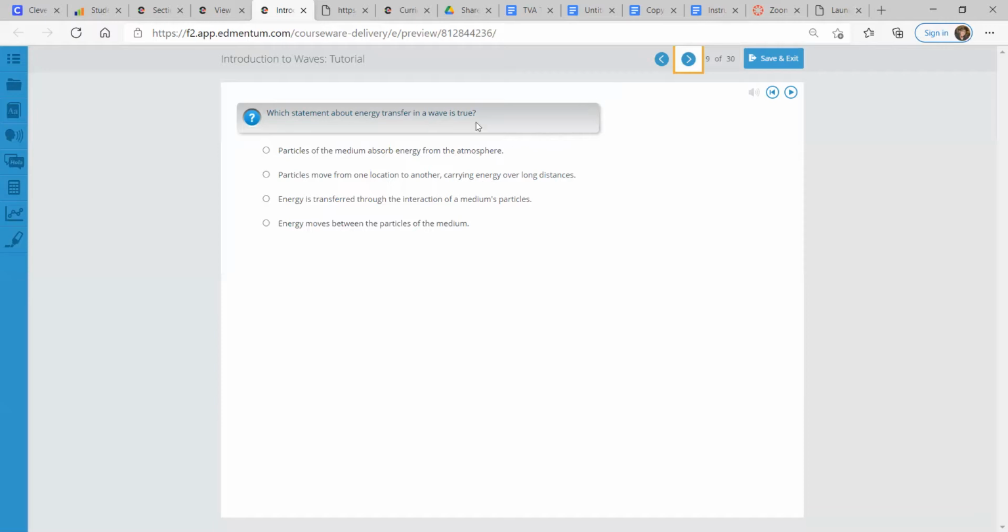So which one do you think it is? Well, particles of the wave medium interact with each other and carry energy. So it's that interaction that transfers the energy.